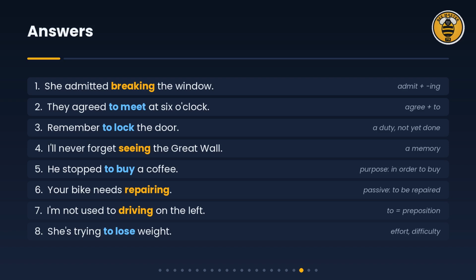5. He stopped to buy a coffee. He paused in order to buy it. 6. Your bike needs repairing. Remember the passive meaning. It needs to be repaired. 7. I'm not used to driving on the left. Used to here ends with a preposition, so ing. 8. She's trying to lose weight. That is effort against something difficult.